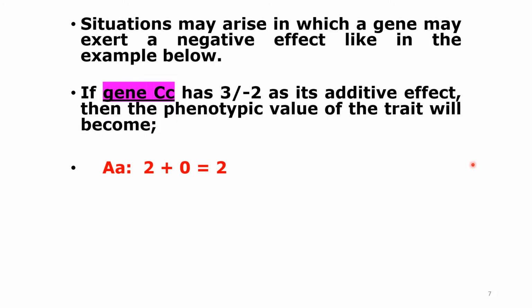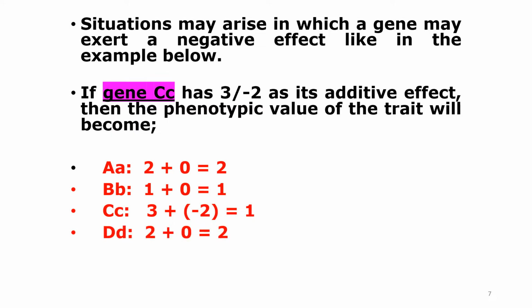Indeed, for capital A small a, it will become 2 plus 0, 2. For capital B small b, 1 plus 0 equals 1. And then for capital C small c, it will now be 3 plus minus 2, which will give us 1. So it's beginning to show a negative effect, and this will affect the final phenotypic value, reducing it to 6 rather than the 8 that we saw in the previous example.